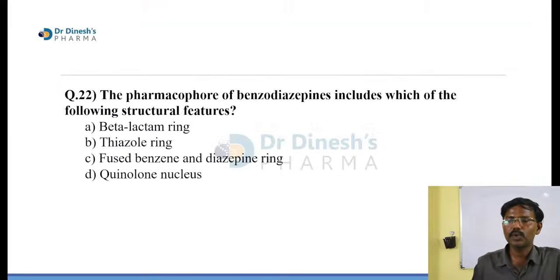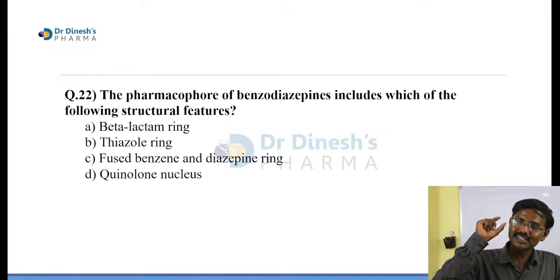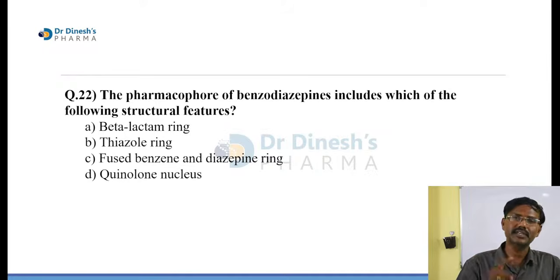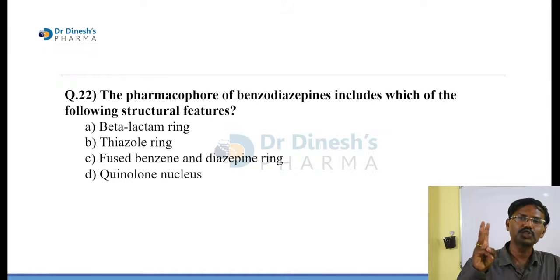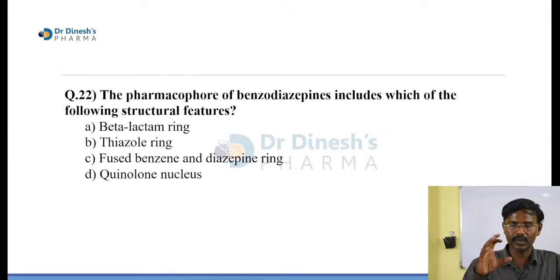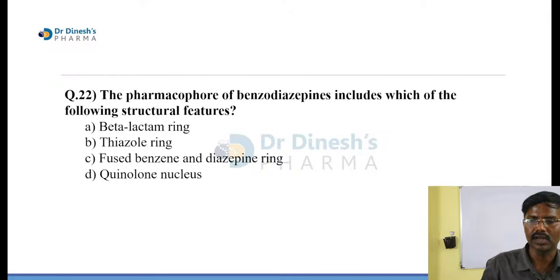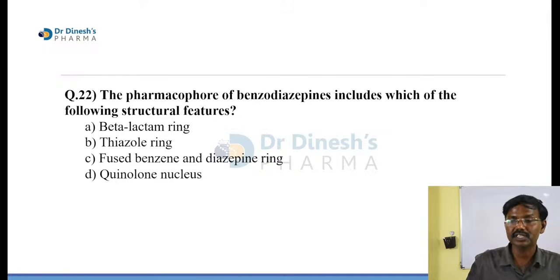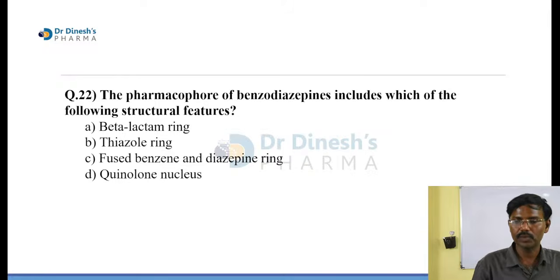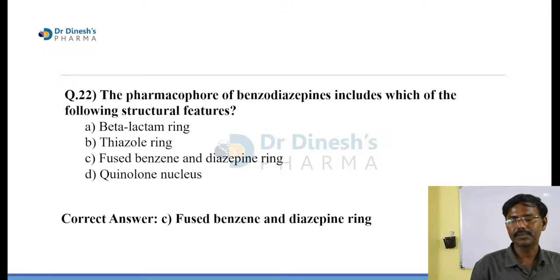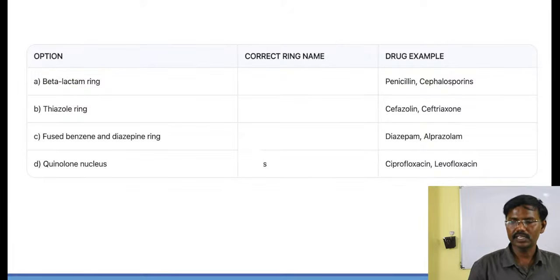Next question, the pharmacophore of benzodiazepines. Again benzodiazepines. We repeated benzodiazepines because this is a compulsory question in the examination. Diazepam, aspirin, paracetamol, and the mother drug in the category, that is very very important. You focus on morphine, right? So these kinds of mother drugs are very important. And benzodiazepines include which of the following structural features? Beta lactam, we know that is penicillin, thiazole ring, fused benzene and diazepine ring, and quinolone ring. So diazepine ring, very simple. Next question. So these are the different rings present, and some examples you already know; if you know the classification, you will answer many questions.